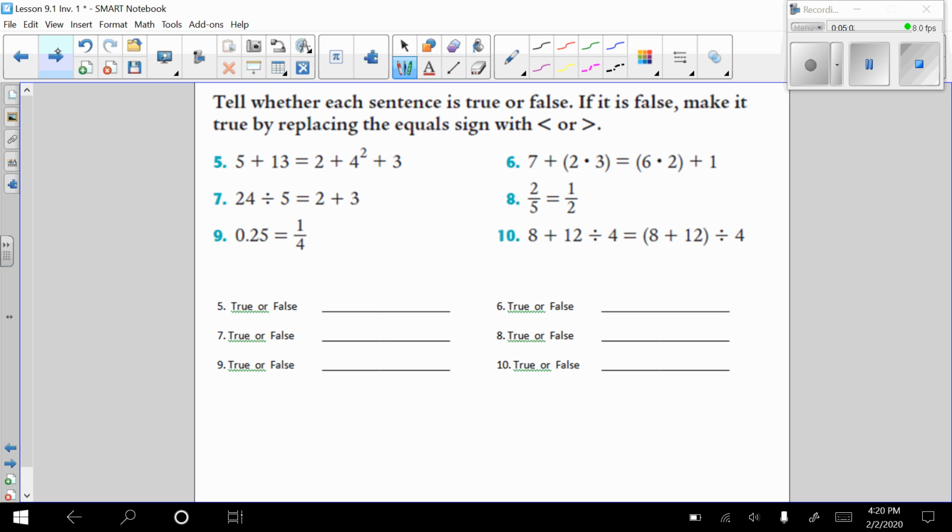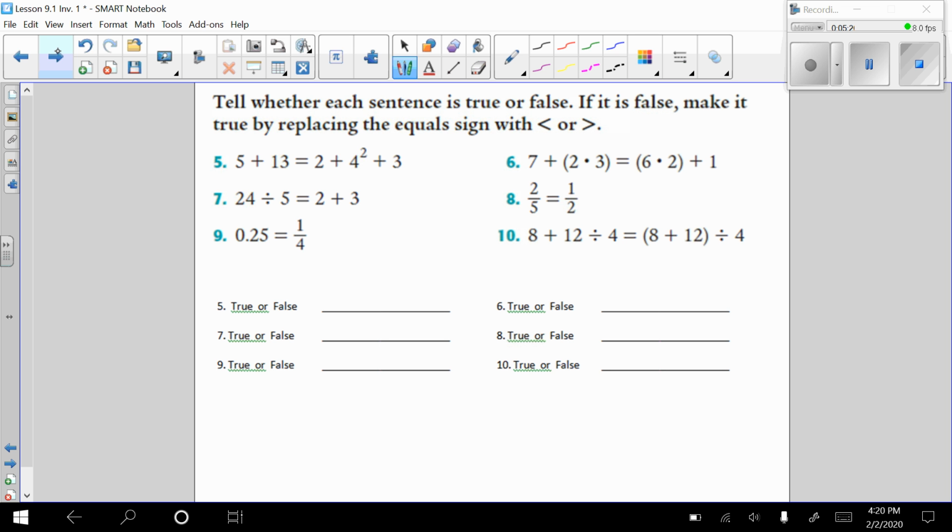Now let's look at some more. Tell whether each sentence is true or false. If false, make it true by replacing the equal sign with a less than or greater than sign. Well, if we look at the first one, 5 plus 13 equals 2 plus 4 squared plus 3.